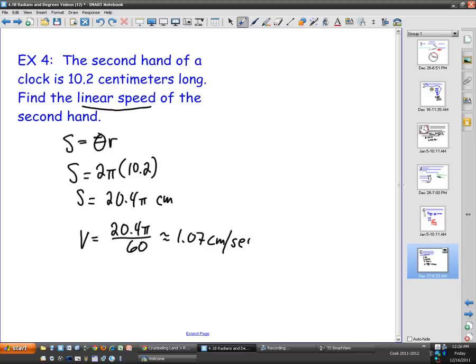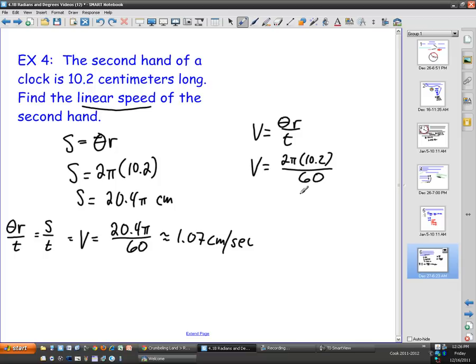So our linear speed, remember, can be written as s over t or theta r over t. And so I could have done this all in one spot when we were looking for linear speed. We could have gone, v equals theta r over t. Well, that would have been theta was 2 pi, r is 10.2, and how long did it take me to get around? Well, that was 60, and by doing that, I can get to this too. So I just kind of did it in pieces, or you could just use the old formula that we had previously and plug it all in.